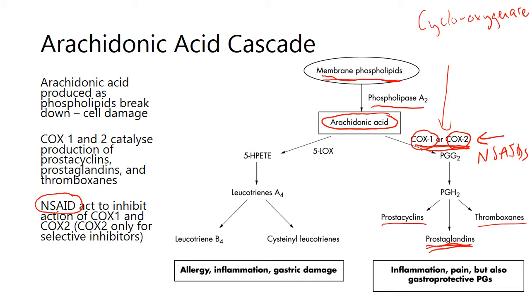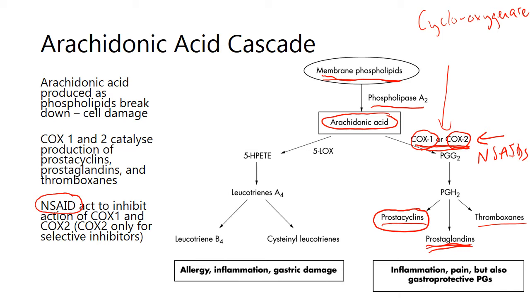If we consider aspirin, for example, aspirin at low doses we know has a preferential effect on prostacyclins. So this will have the effect of decreasing platelet aggregation, and so we see less clotting basically as a result.